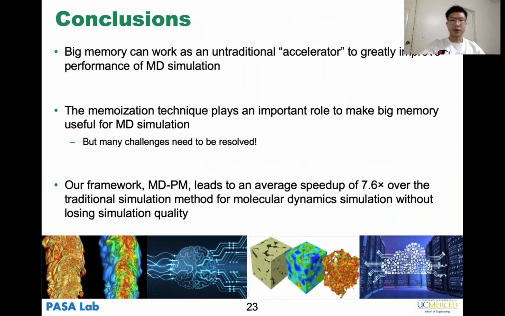Okay, in conclusion, big memory works as an untraditional accelerator to greatly improve performance of MD simulation. And memoization techniques play an important role in making big memory useful for MD simulation, but there are some challenges that need to be resolved, such as in this paper. So our framework MD2HM leads to an average speedup of 7.6 times over the traditional simulation method for MD simulation without losing the simulation quality.